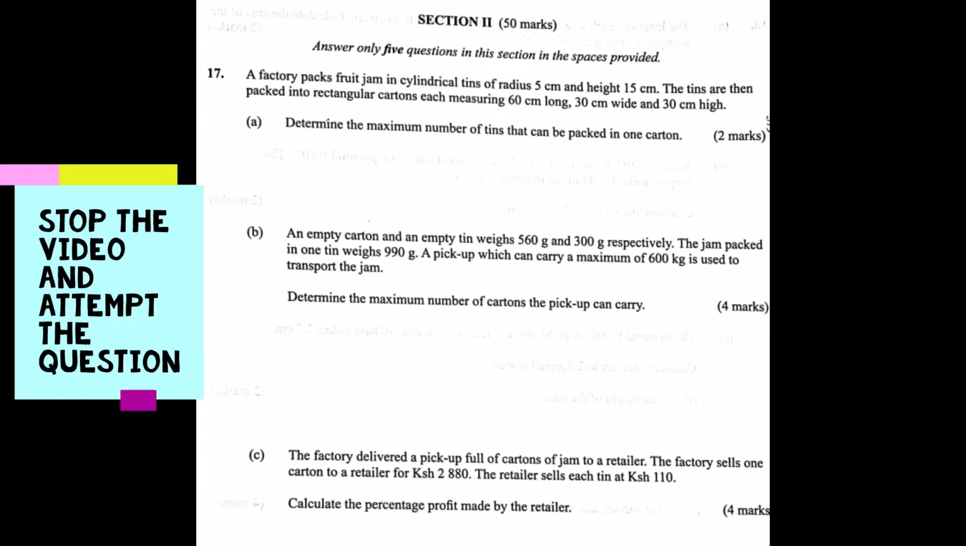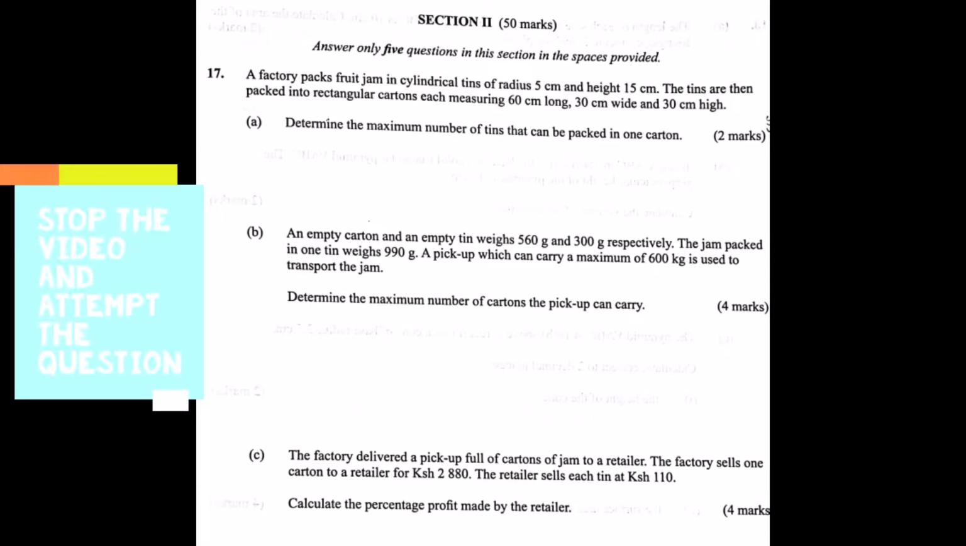Then part B, you're given an empty carton and an empty tin. The masses are given, and the mass of jam that can be packed in the tin is given. There is a pickup that can carry a maximum of 600 kg. You determine the number of cartons that can be ferried by this pickup. Then part C: the factory sells each carton to a retailer at 2,880, and the retailer sells each tin at 110. You calculate the percentage profit there. That is question number 17.